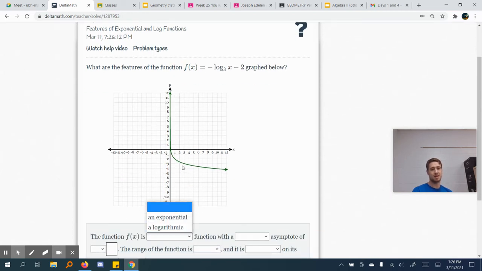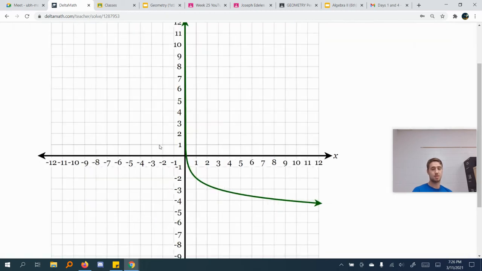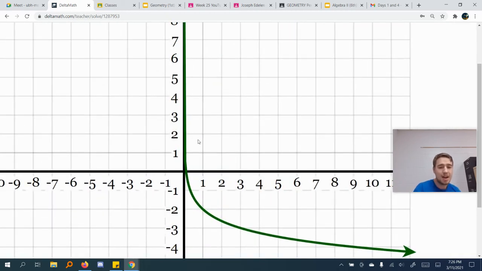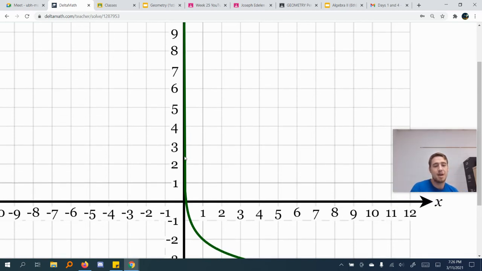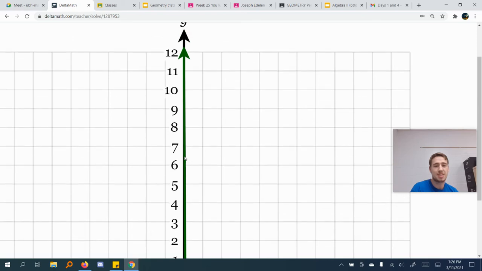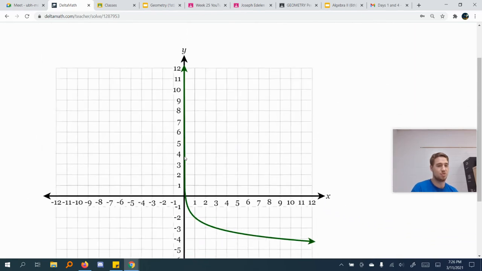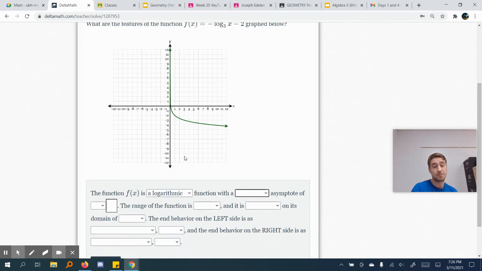So the first question is very obvious because if it's exponential, it has an x in the exponent. And if it's logarithmic, it'll have the word log or occasionally ln, which means natural log. So it is a logarithmic function with a vertical or horizontal. If you look carefully here, the green line representing the function doesn't actually stop and T-bone into the y-axis. It joins in the y-axis and approaches it.